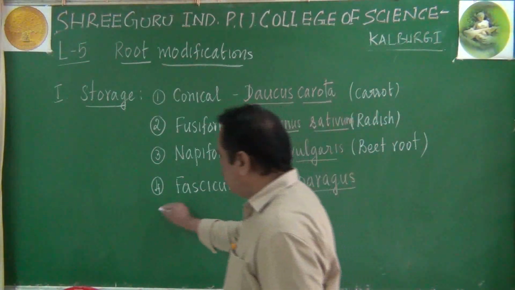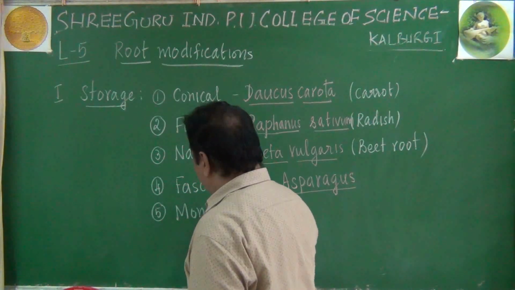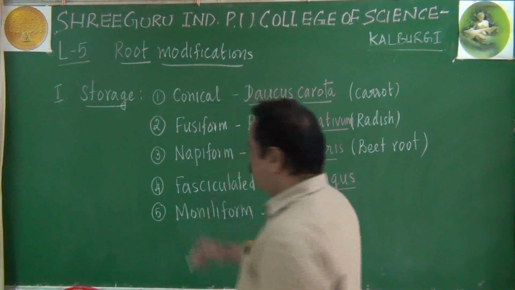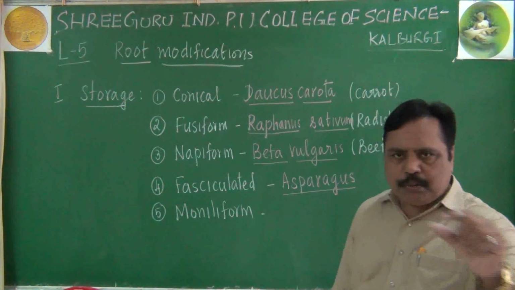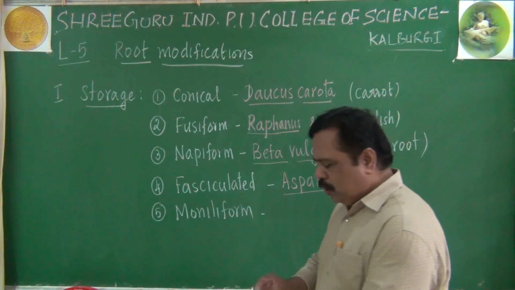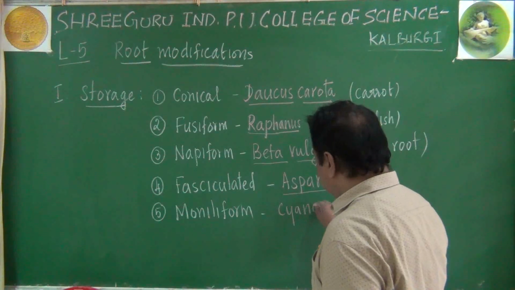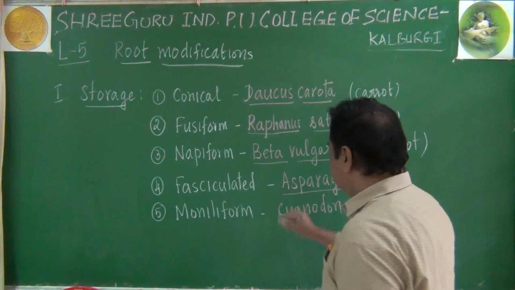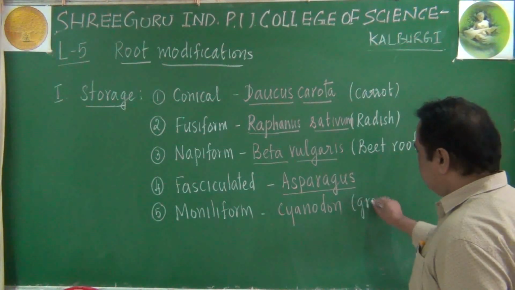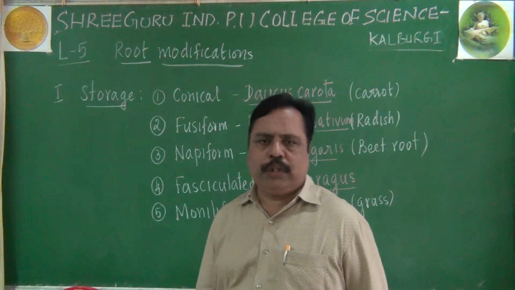In addition to that, I was telling you about another point also. Moniliform root, we can say. Moniliform root. Bead shaped roots are called moniliform root. For moniliform root you have to remember an example called Cynodon, which is commonly a type of grass. Remember this point, moniliform root.